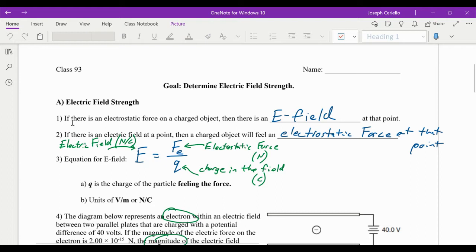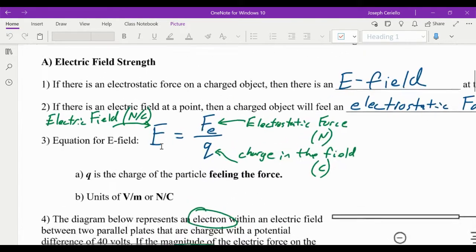So if there is an electrostatic force acting on an object, we did that last unit, that means there has to be an electric field at that point. Going the other way, if there is an electric field anywhere, then a charged object will feel an electrostatic force at that point. So here's our equation, it's pretty straightforward.